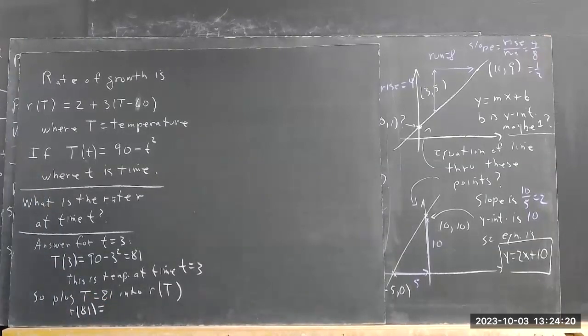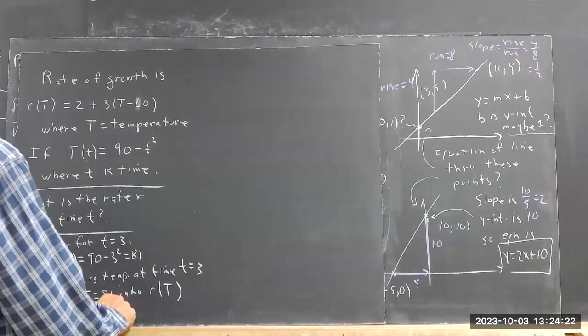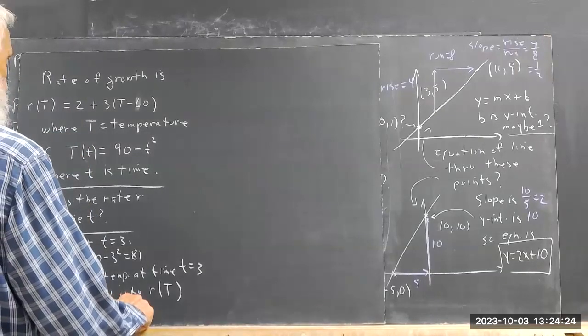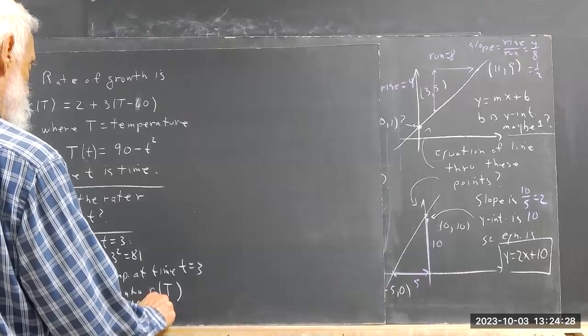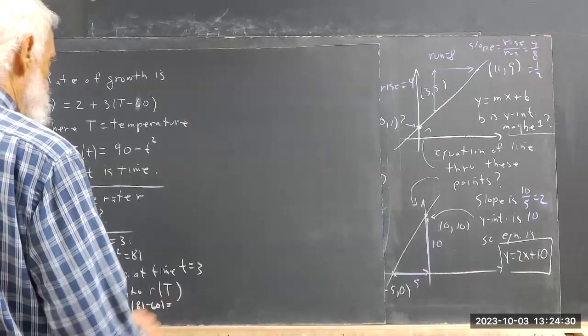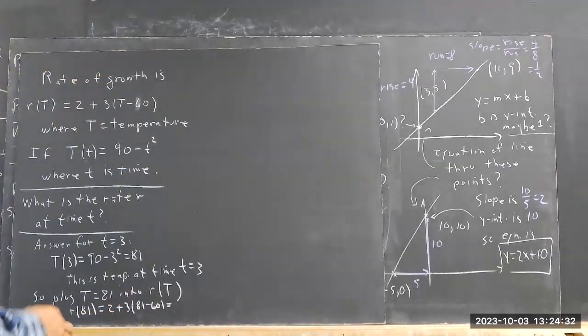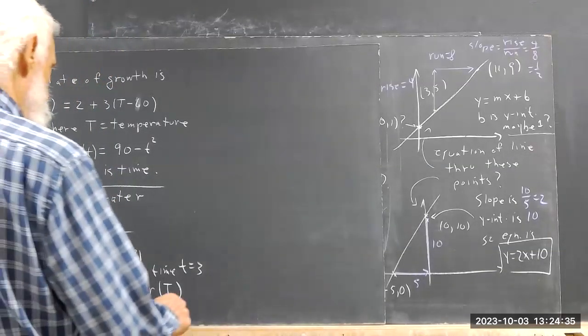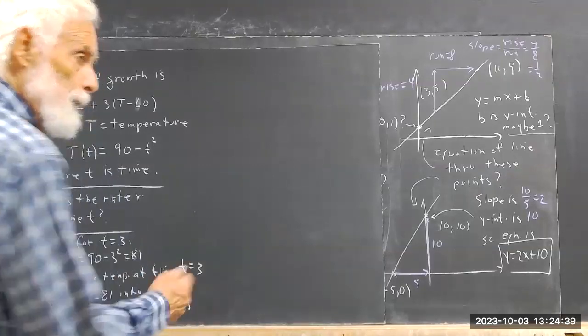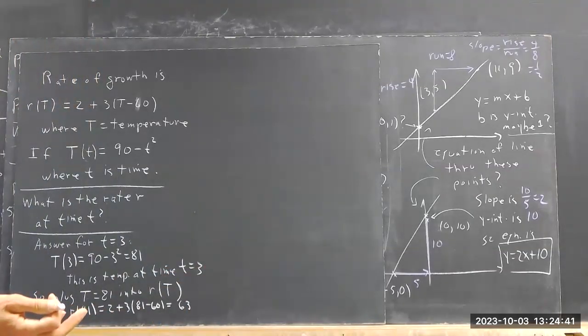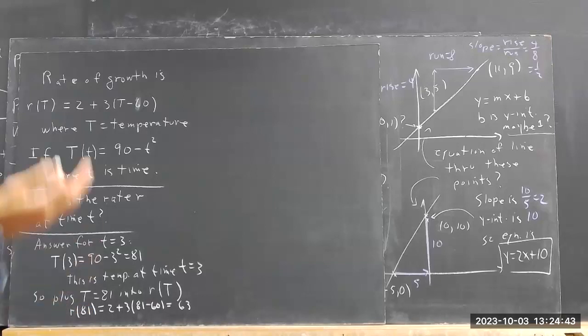R of 81 equals 2 plus 3 times 81 minus 60. And that's going to give you 21. 3 times that is 63. You're going to get 63. Everybody gets 63. Or did I do my arithmetic wrong? Everybody get 63?